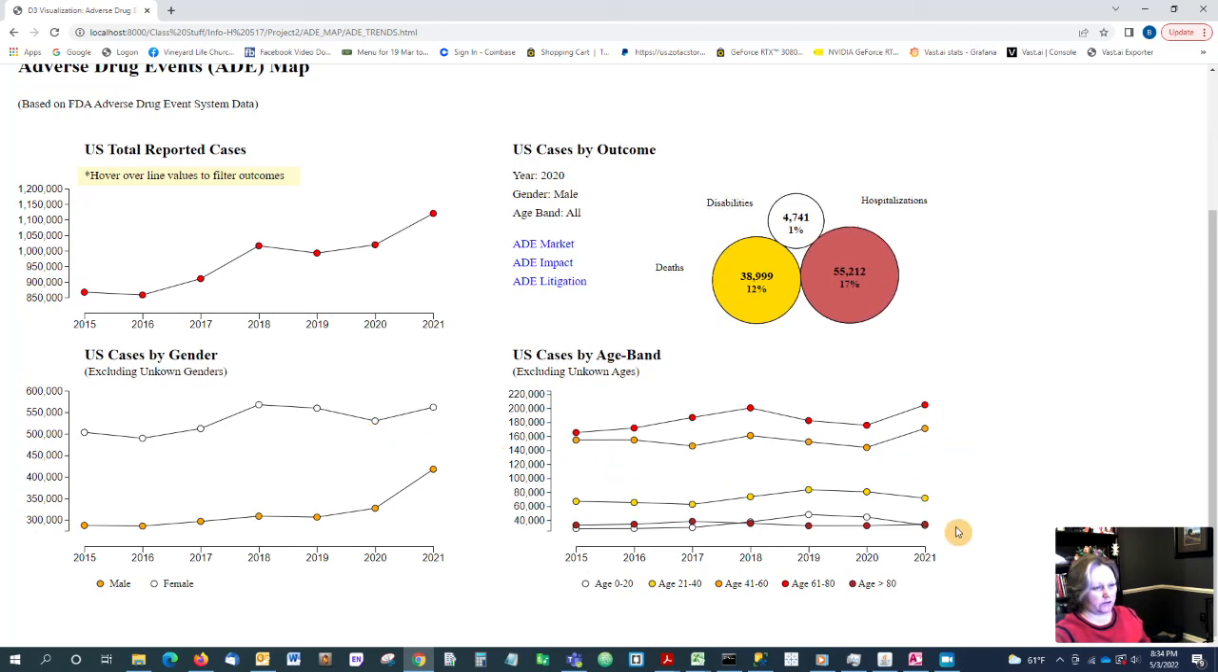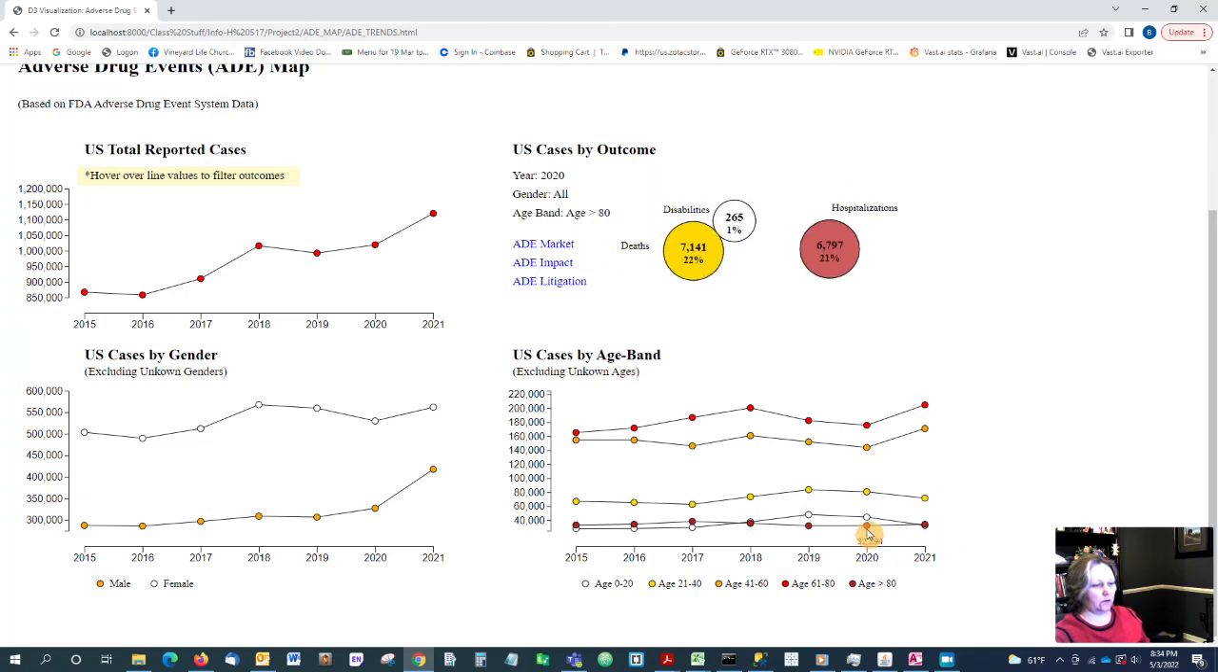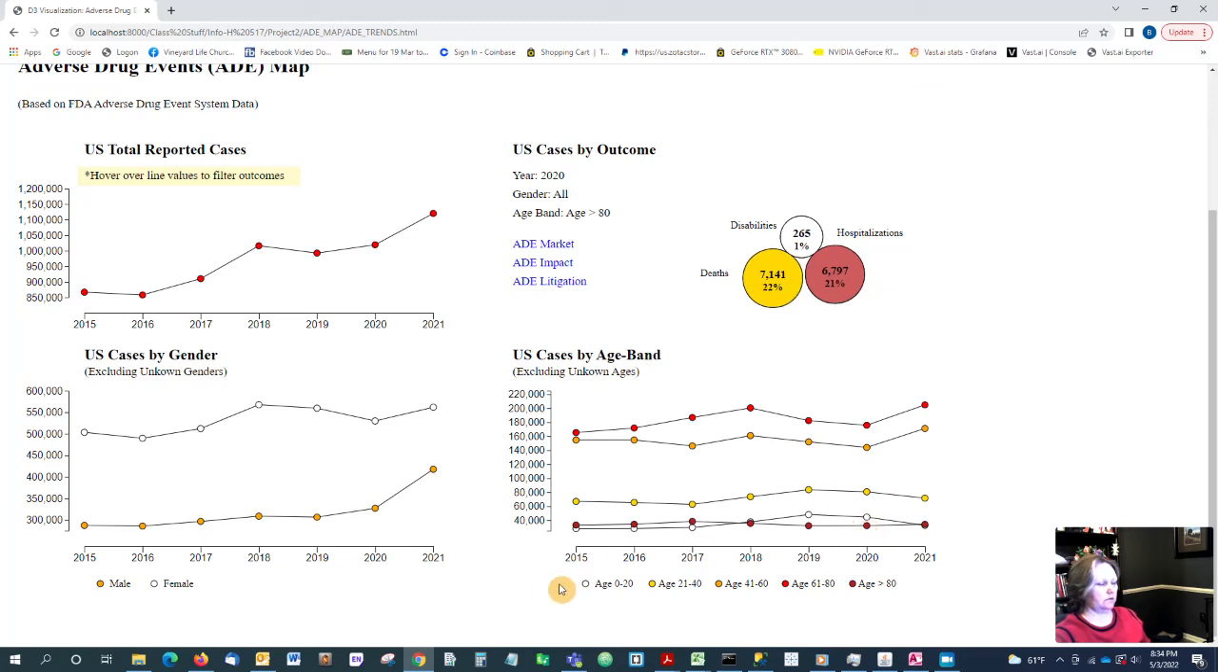The age bands are a little bit more as expected. The older ages generally have more cases, except for the very oldest age group here, which has the lowest, and that may actually be based on the percentage of the population of that group.